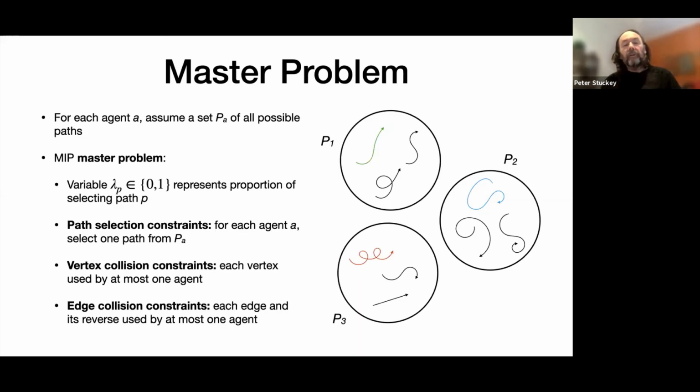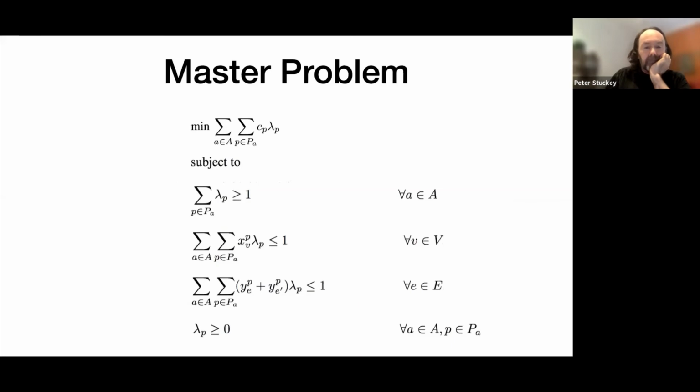And then we're going to add vertex collision constraints when we see that a vertex is used by more than one agent at a time. We're going to add edge collision constraints when we can see that an edge and its reverse is used by more than one agent at a time. Okay, but of course the number of paths there, so here's the master problem in all its glory, right?